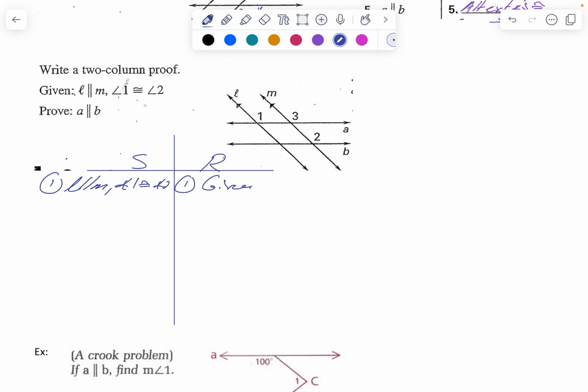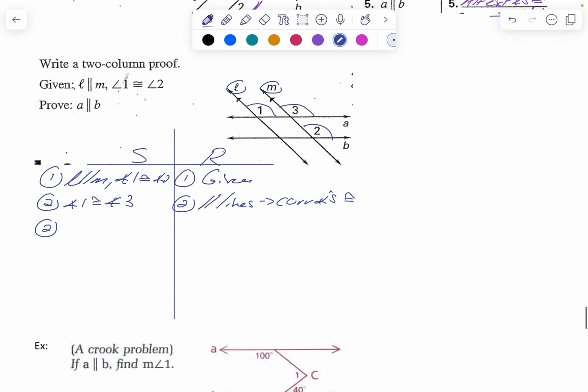Okay, so angle 1 congruent to angle 2. L is parallel to M, right? So if L is parallel to M, we could say that angle 1 is congruent to angle 3, because if you have parallel lines, then the corresponding angles are congruent. So I'm going to mark that. And now, if 1 is congruent to 3 and 1 is congruent to 2, that means angle 2 is congruent to angle 3 by transitive property.